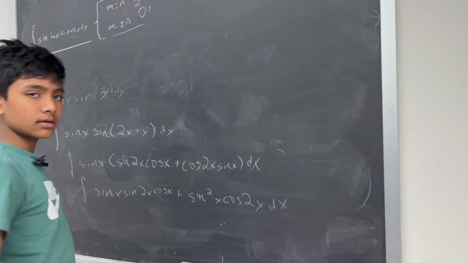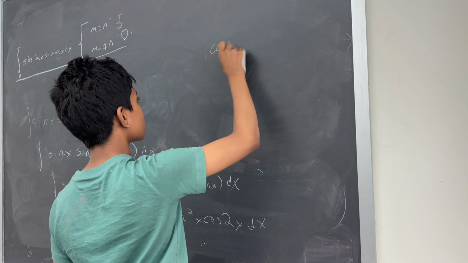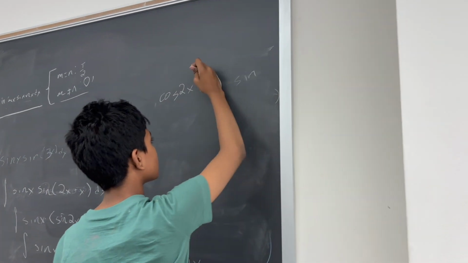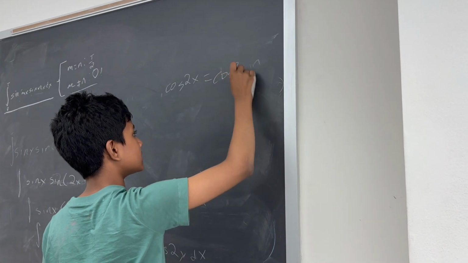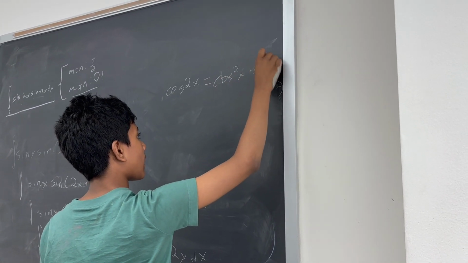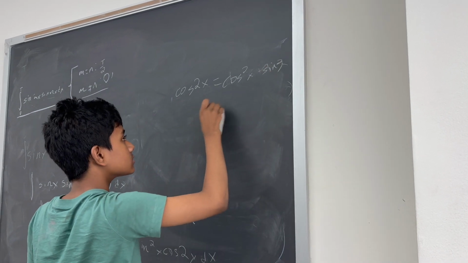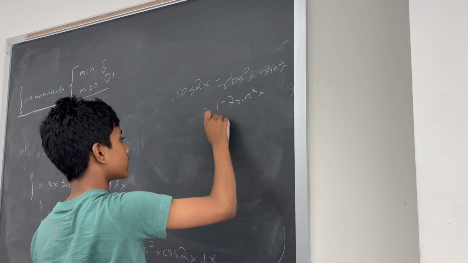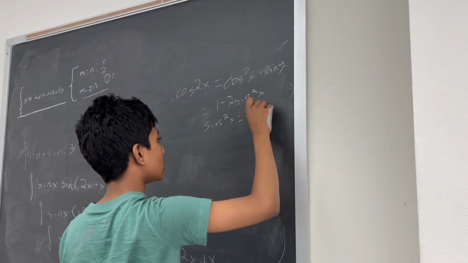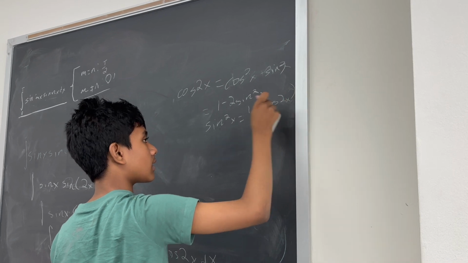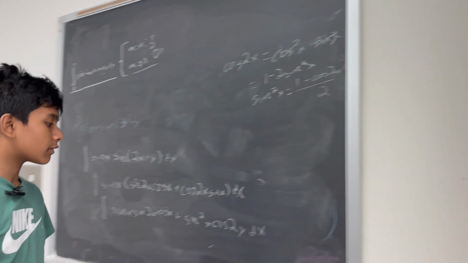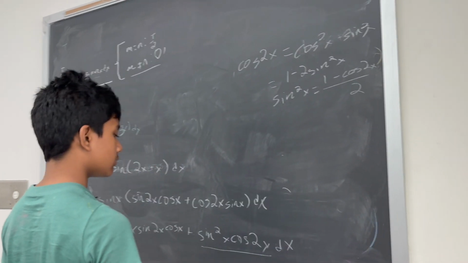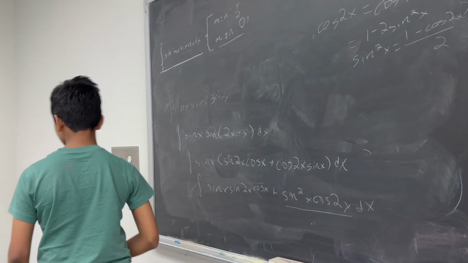Now here's the thing. Cos 2x is equal to cosine squared x minus sine squared x. And this is just going to be equal to 1 minus 2 sine squared x. Hence, sine squared x is equal to 1 minus cos 2x over 2. Alright, so now that means that this is just going to be equal to what?